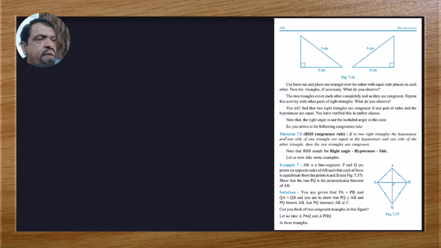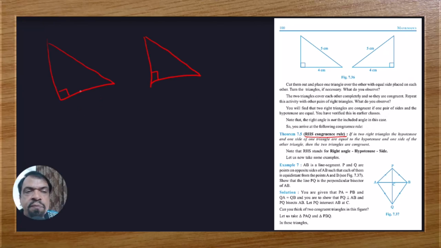Now the very important criterion, RHS. In simpler words, we can state that in two triangles, if one angle is 90 degrees and the hypotenuse is equal and any of the corresponding sides, listen. This perpendicular to perpendicular, hypotenuse to hypotenuse, 90 to 90. So these are congruent by RHS.